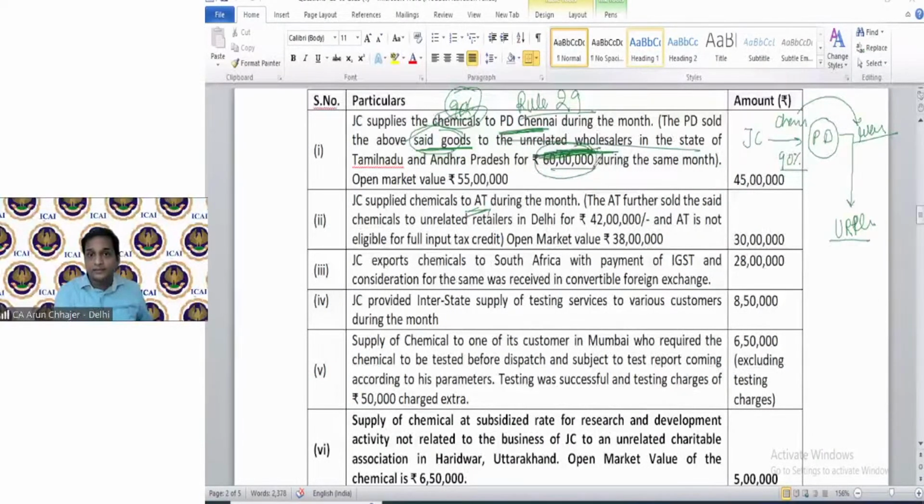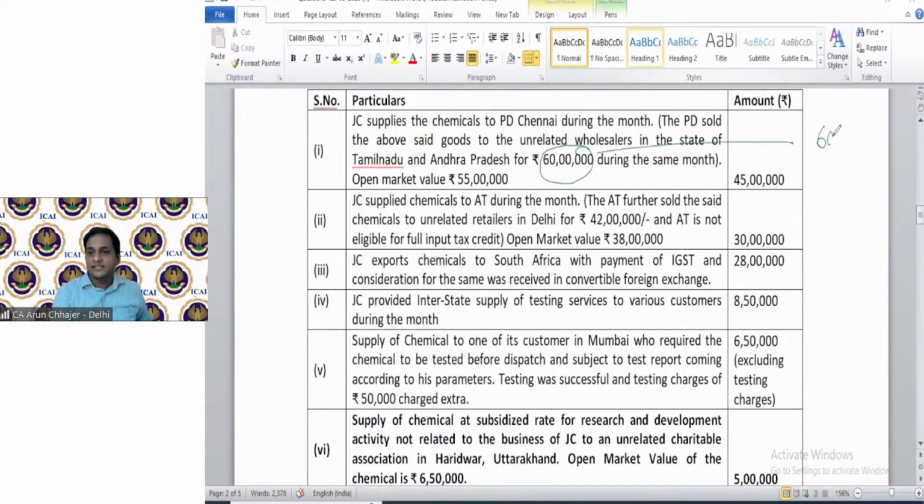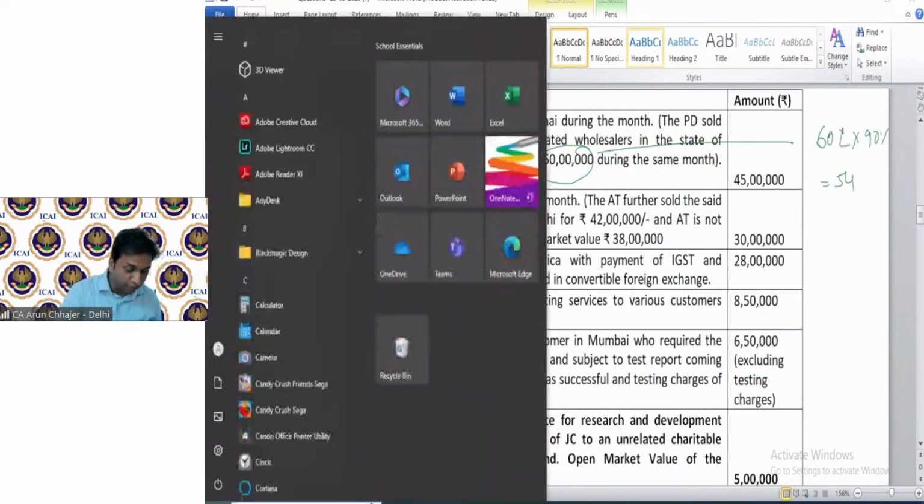We'll assume that it is a like kind and quality product which is being given to the unrelated wholesaler at rupees 60 lakh. So we'll take 90% of 60 lakh, which is 54 lakh. So I have to make the Excel sheet also. Let me open that Excel sheet.